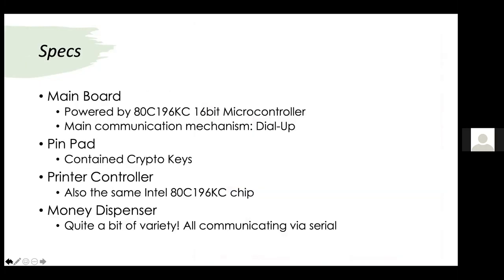Main board: ancient Intel processor, 16-bit. I messed up saying 8-bit earlier. The pin pad contains the crypto keys, as it turns out. So if you disconnect the pin pad, it fries the crypto keys and you can't use it. The money dispenser, as it turns out, is a common design. There's quite a few different money dispensers that are available. There's the print controller, same thing. It's a common design that's still used to this day, so if you need to service it, you can still get the parts. It communicates over a similar protocol.